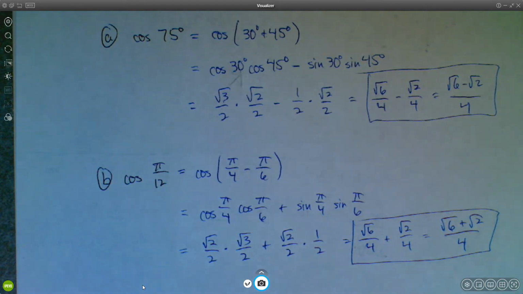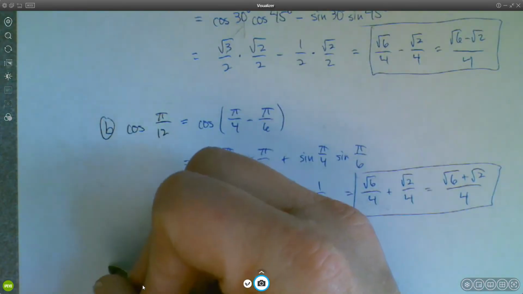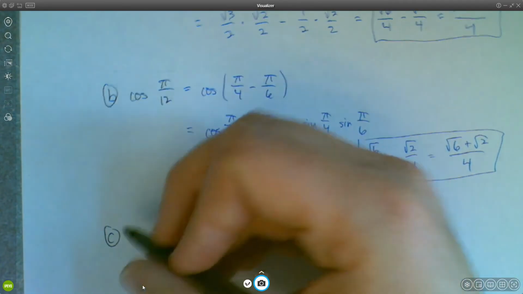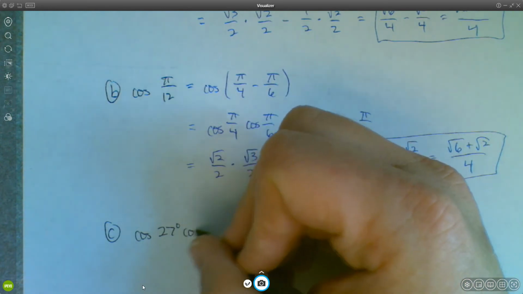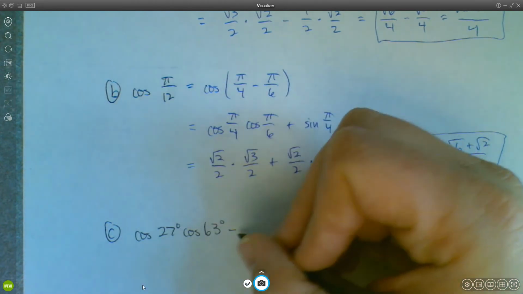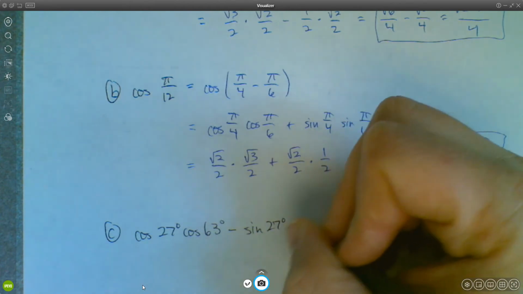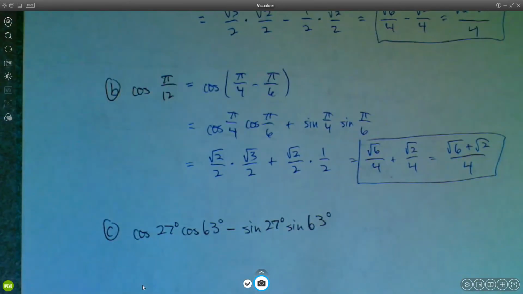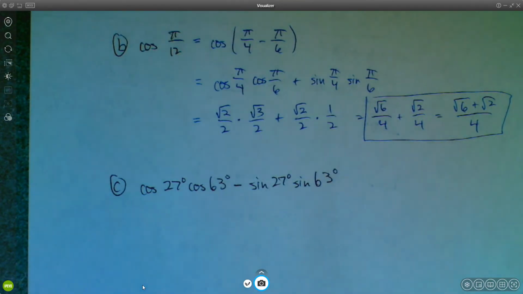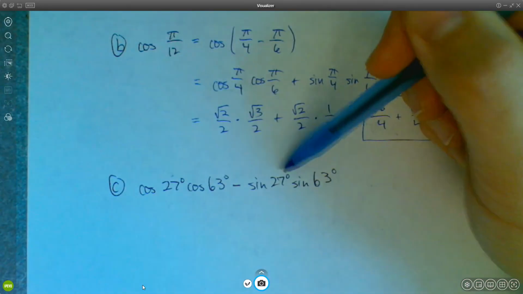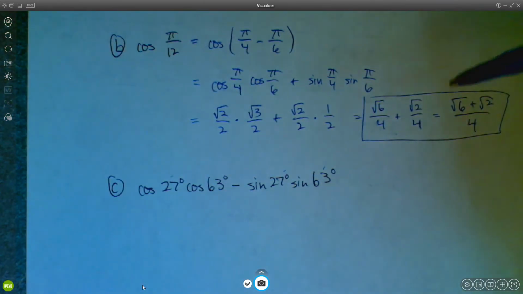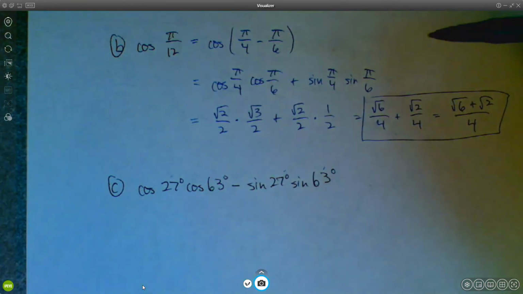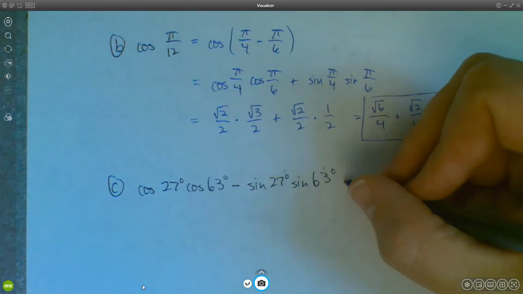So kind of interesting. You could apply these rules in reverse as well. So let me show you what I mean. Let's say that you had something like cosine 27 degrees, cosine 63 degrees, minus sine 27 degrees, sine 63 degrees. So this looks awfully familiar, right? It's like these angles match, right? You've got cosine, cosine, sine, sine. So it seems like this is the right-hand side of the sum formula for cosine.